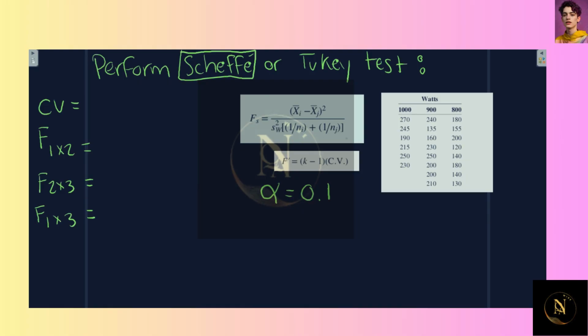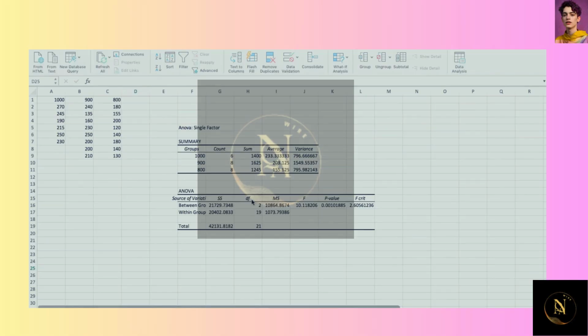So this is the test statistic. This is the formula for the test statistic. This is our CV, our critical value. And we are told that the alpha level for the one-way ANOVA test was performed at a 0.1 alpha level. So let's go to the Excel sheet that I have our raw data on. I've already performed the one-way ANOVA because that's how they have the example set up.